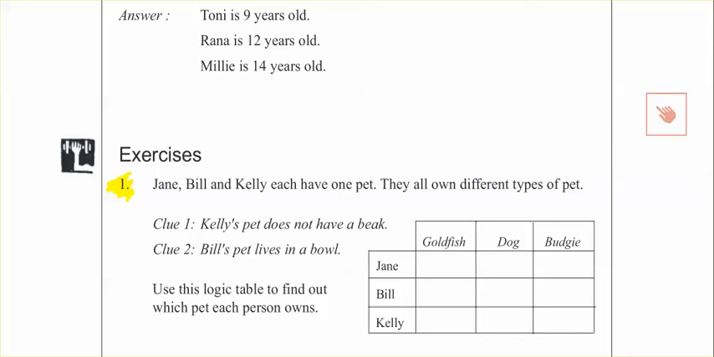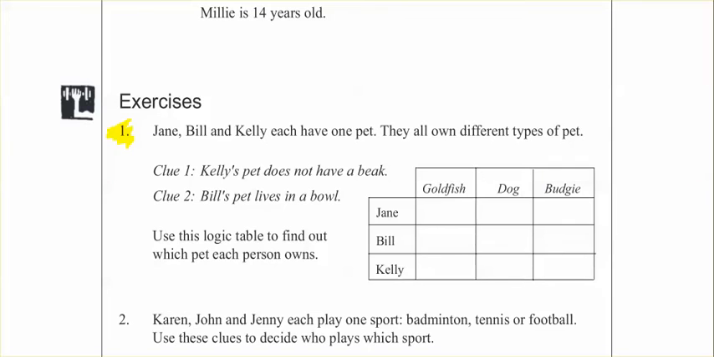We've got a table here, so you're going to write down clue 1, clue 2 in your book. I want you to draw the table, and then I want you to start putting the crosses and ticks and things. Make sense? Yeah. Great stuff. Go for it.